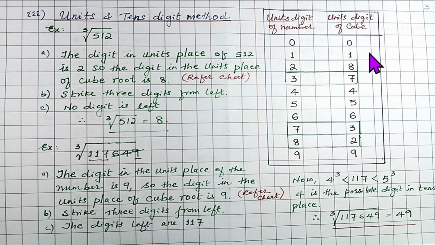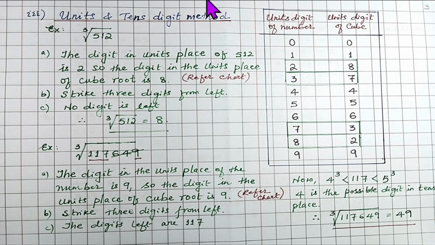Now the only difference you find here is that when it is 2, it is 8, and when it is 3, it is 7. 8 plus 2 is 10, 2 and 8. 3 plus 7 is 10, 3 and 7. 7 plus 3 is 10, 7 and 3. 8 and 2, 10. So this chart is to be remembered to apply to find out the cube root in the units and tens digit method.